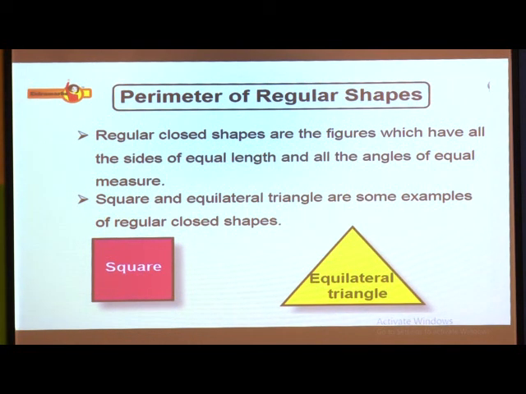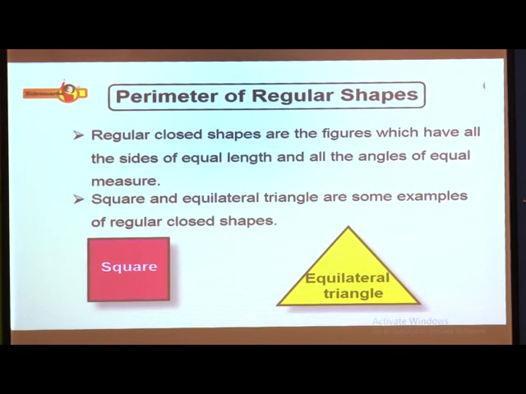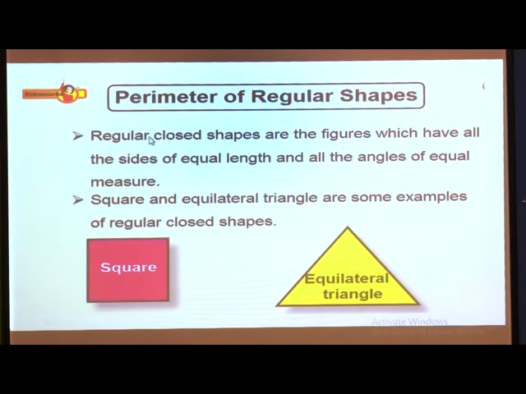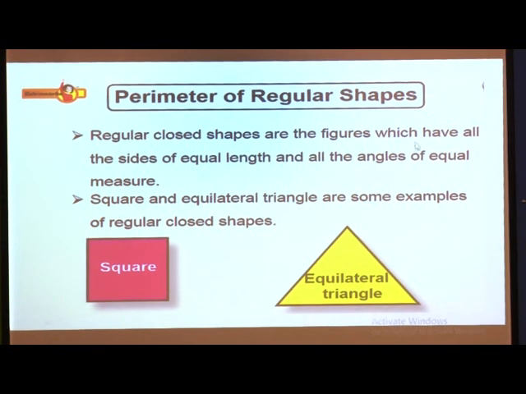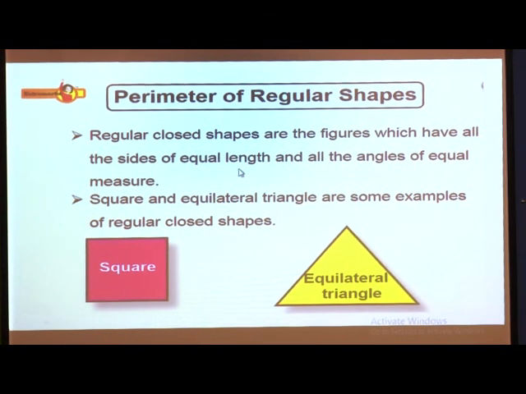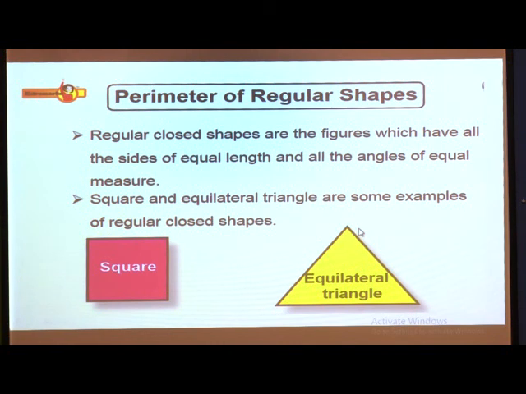Okay. Next, perimeter of regular shapes. See here, regular closed shapes are the figures which have all the sides of equal length and all the angles of equal measure. Square and equilateral triangle are some examples of regular closed shapes. Now we have to find the perimeter of regular shapes. You can see the example of a square. We have the sides of the square of all equal length.